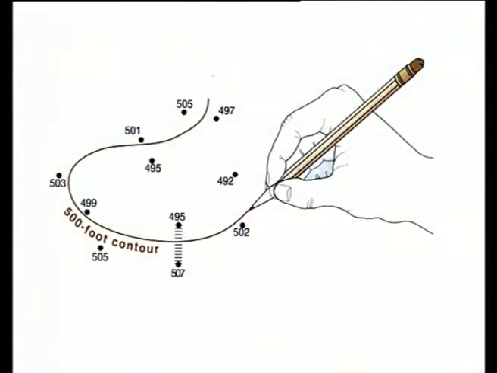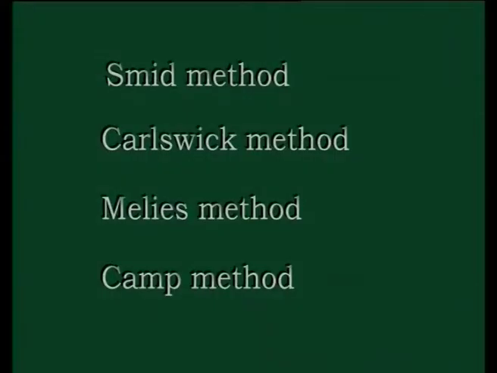Contouring, or the counting of points and drawing lines joining points of same concentration, is generally done following any of the many methods. There is the Schmid method of counting, there is the Melis method of counting, there is the Carlsbad method of counting, and there is the Camb method of counting.